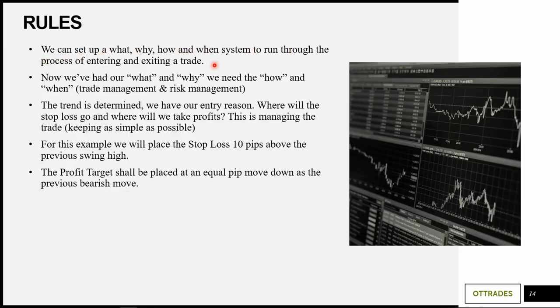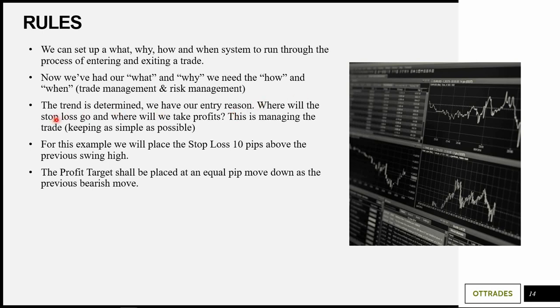What, why, how, when? Yep, we've run through that. We've now got our what, which was the direction: lower low, lower high, lower low. Our why: pull back into the previous lows and look for that bearish engulfing candle. So we now need the how and when, which is the trade management and risk management. The trend is determined, and we've got our entry reason, which is the bearish engulfing candle.